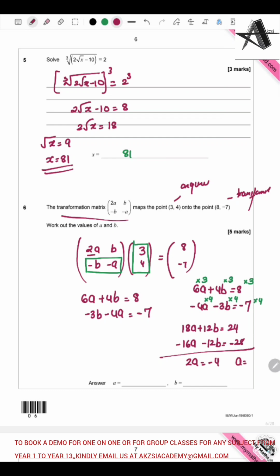From here, a is equal to negative 2. If a is negative 2, put the value in either of the equations. Let me put it here. So I get 6 times minus 2 is minus 12, plus 4b is equal to 8. 4b is equal to 20 and b is equal to 5. So the final answer is a is negative 2 and b is 5.